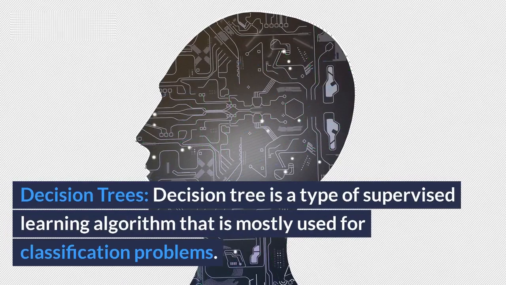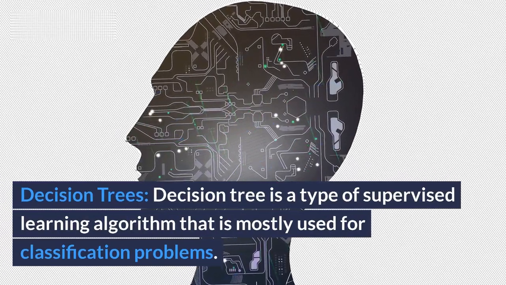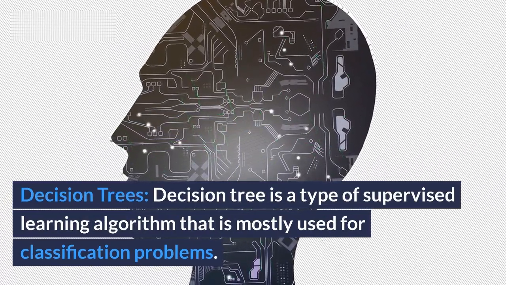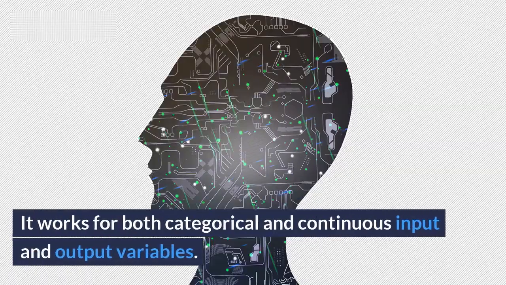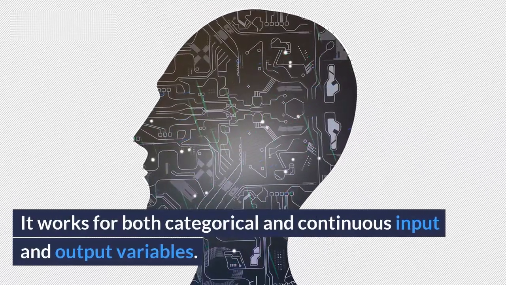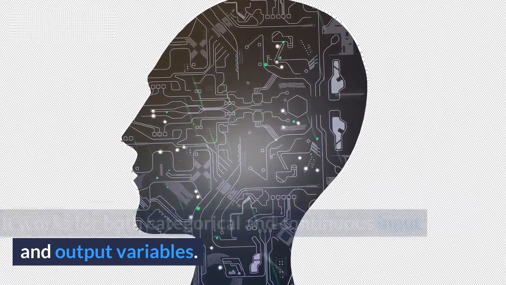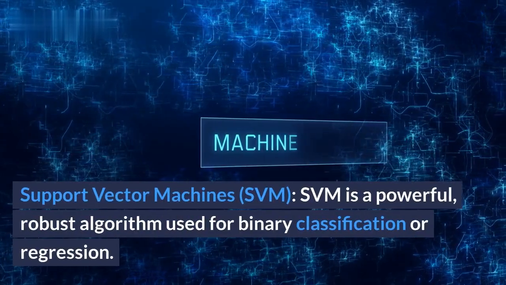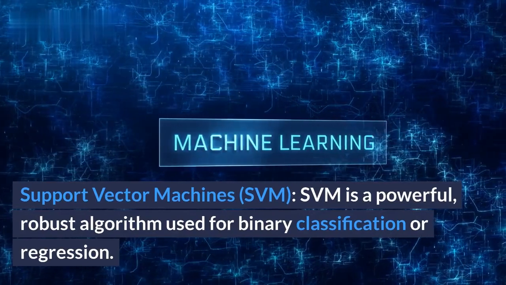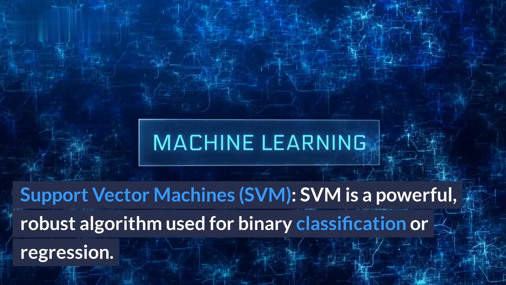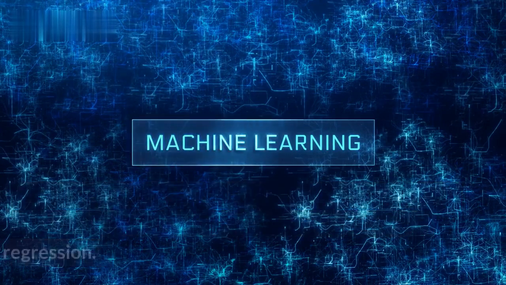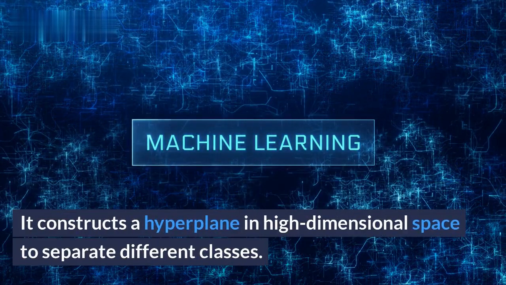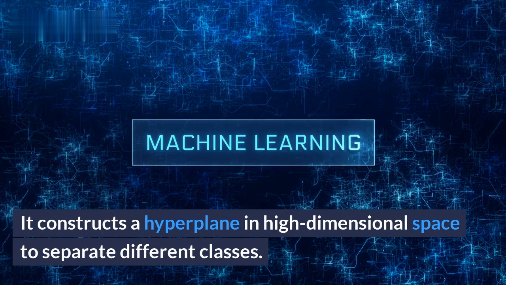3. Decision trees. Decision tree is a type of supervised learning algorithm that is mostly used for classification problems. It works for both categorical and continuous input and output variables. 4. Support vector machines, SVM. SVM is a powerful, robust algorithm used for binary classification or regression. It constructs a hyperplane in high-dimensional space to separate different classes.